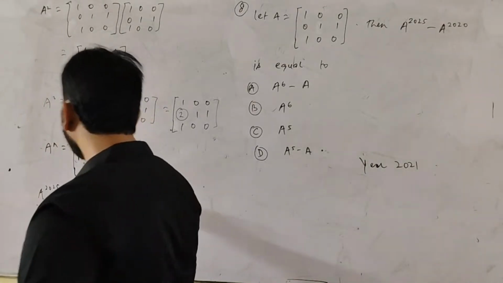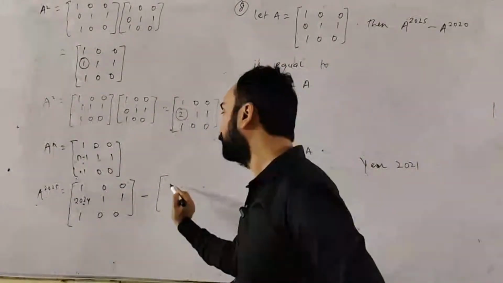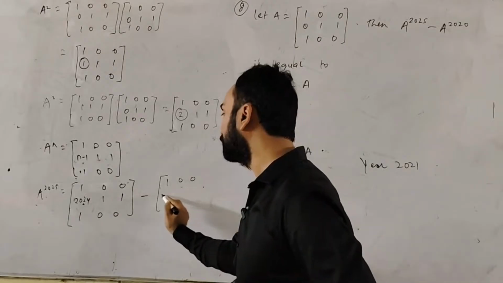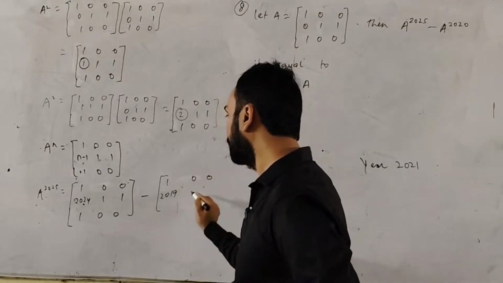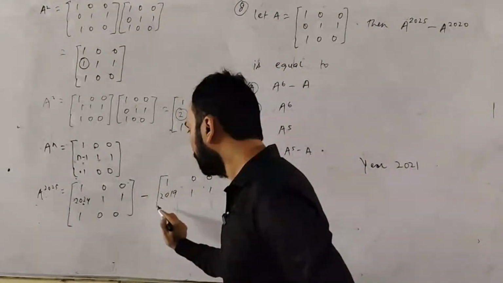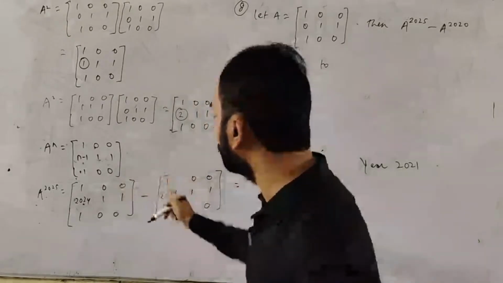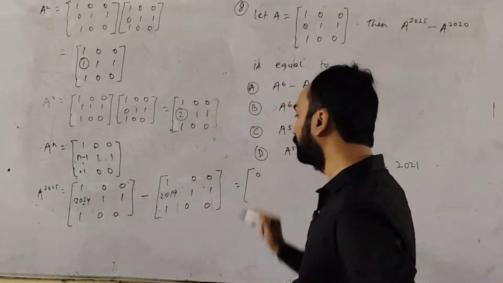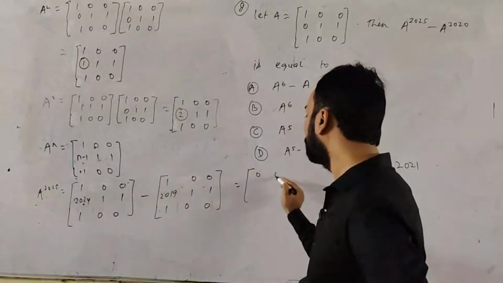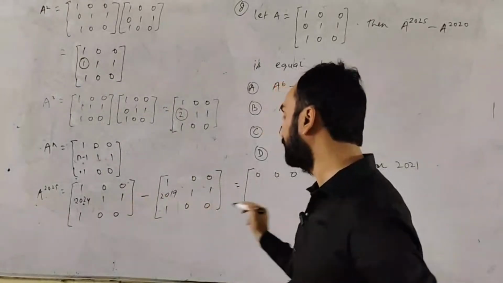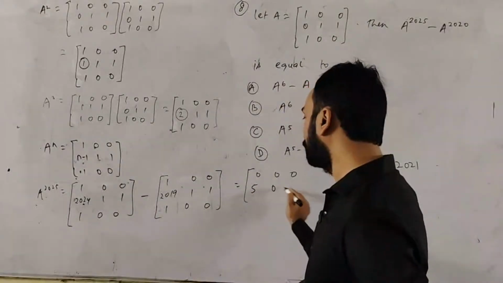And subtraction of what? A to the power 2025 minus A to the power 2020. Right? So 2020 will be what? It will be like this. 2019 here. And rest is same. 0, 1 and 1. Now simple subtraction if you do, this will come in the form of 0. Is it coming 0? Yes. 0, 0, 0. 2024 minus 2019, this will be 5 here. And this will be 0, this will be 0.